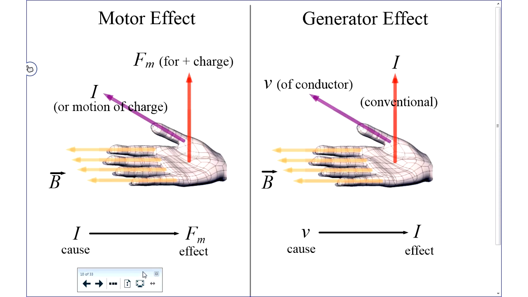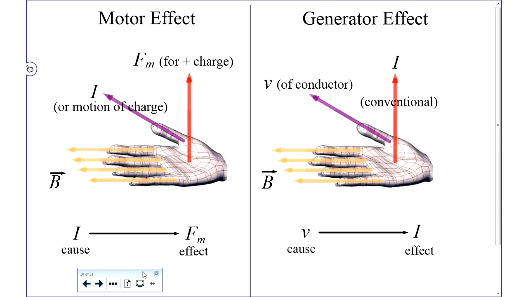In the generator effect, where you move the conductor and you produce a current, your thumb is the direction of the motion of the conductor and the current is out of the palm of your hand. And when you first look at these two, you notice something that can cause a lot of confusion. In the motor effect, the current is your thumb. But in the generator effect, the current is out of the palm of your hand.